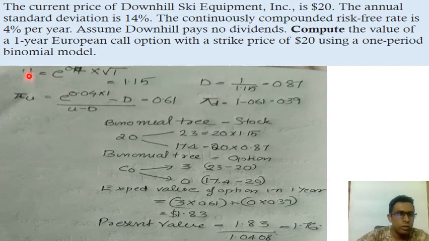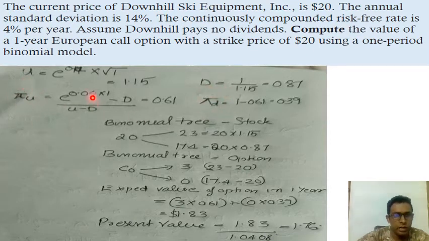So the value of u is equal to 1.15, as computed by e raised to 0.14 into root 1, and d is equal to 1 by 1.15, which is 0.87. So multiply u with our current stock price, we will get the upstate value, and multiply d with our current stock price, we will get the downstate value.